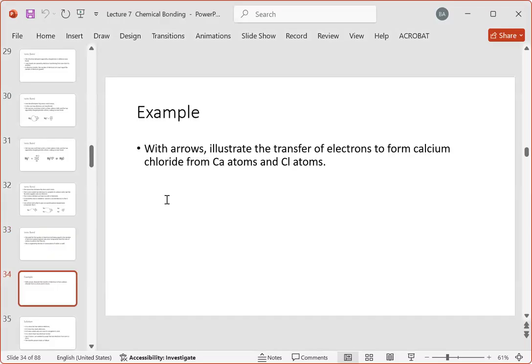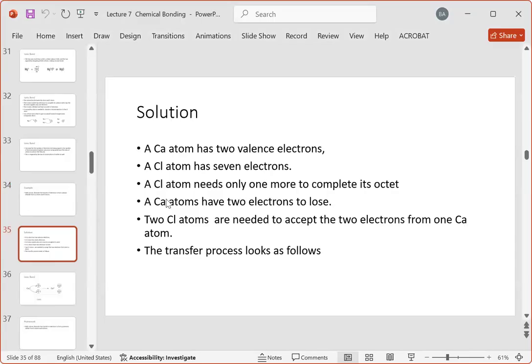So this example says, with arrows, illustrate the transfer of electrons to form calcium chloride from calcium atoms and chlorine atoms. A calcium atom has two valence electrons. A chlorine atom has seven electrons. So then what do we do? A chlorine atom needs only one more electron to complete its octet. But a calcium atom has two electrons to lose.